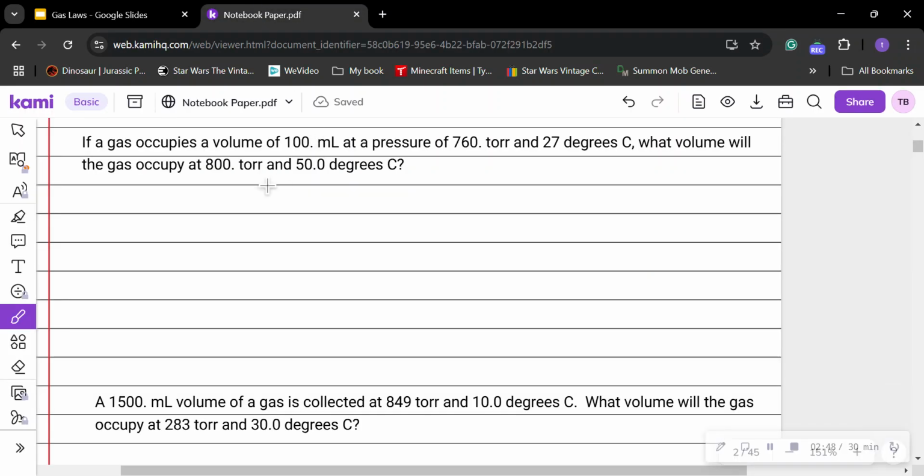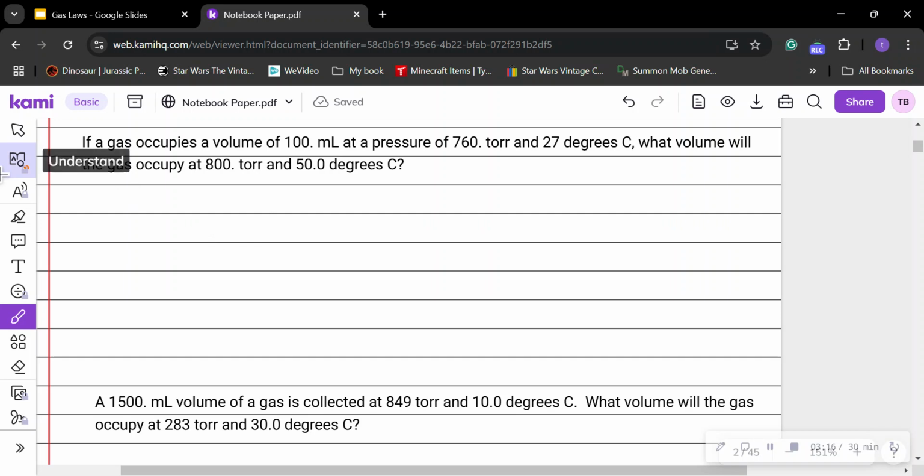Sorry, I'm sick still. We're just going to go to the practice questions. The first question we have here is, if a gas occupies a volume of 100 milliliters at a pressure of 760 torr and 27 degrees Celsius, what volume will the gas occupy at 800 torr and 50 degrees Celsius?